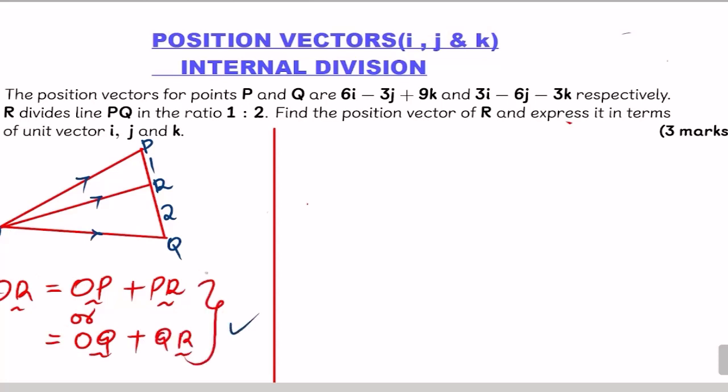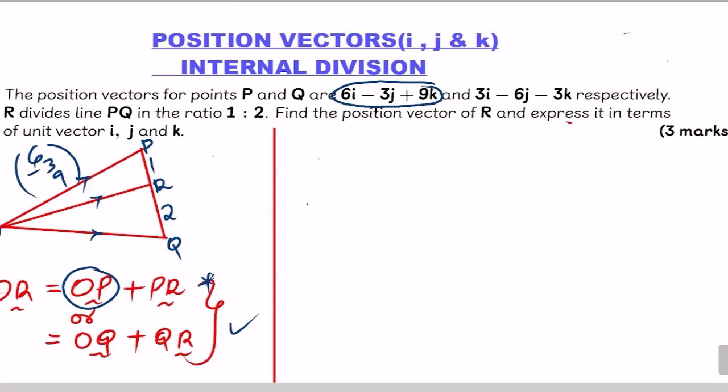So let's choose one method. I'll use the first one. OR is equal to OP plus PR. I already have the position vector of P, so we just write it in column form by extracting the coefficients of i, j and k. OP will be 6, negative 3, 9. So OP is there, and we need to get PR. The ratio in which R divides PQ is what is going to help us.